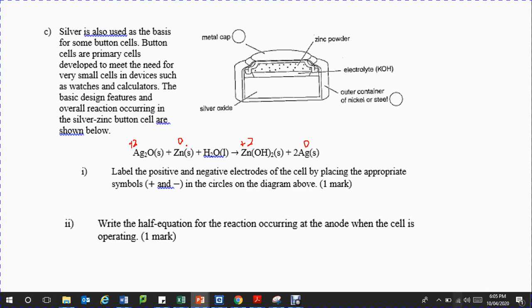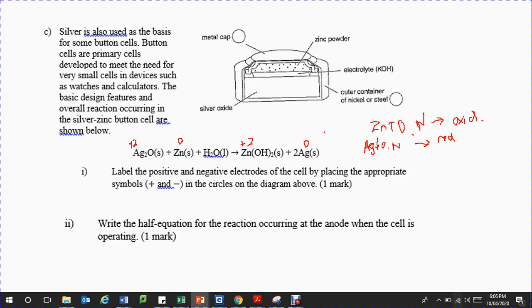If I look at my oxidation numbers, I'm going from 0 to +2, so that means that zinc's oxidation number is increasing, and my silver is decreasing in oxidation number. An increase in oxidation number means it is undergoing oxidation. A decrease in oxidation number is reduction. So I've worked that out.